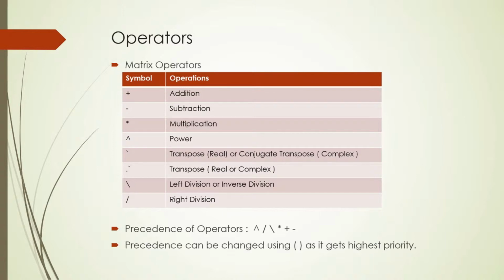So we are going to begin with the operators. The following are the matrix operators in Matlab. It supports addition, subtraction, multiplication, power, and transpose, which is a conjugate transpose for complex elements when we are using the apostrophe alone. If we are using apostrophe with dot, it will be only transpose, whether it's real or complex. Then there are left division, or inverse division, and right division.